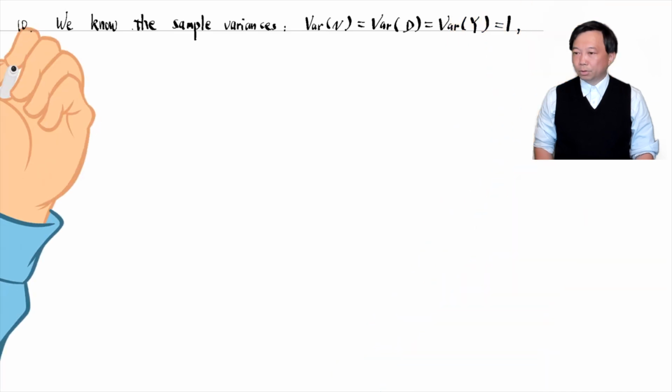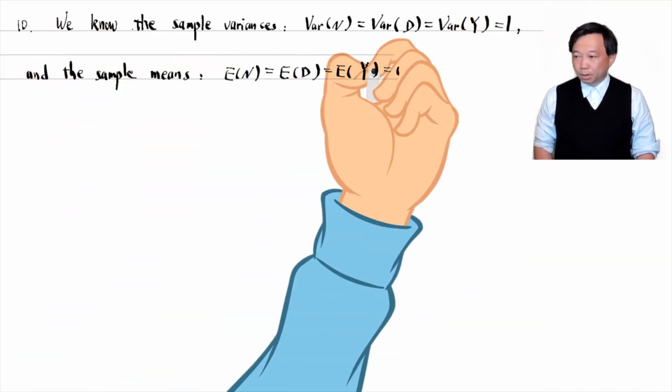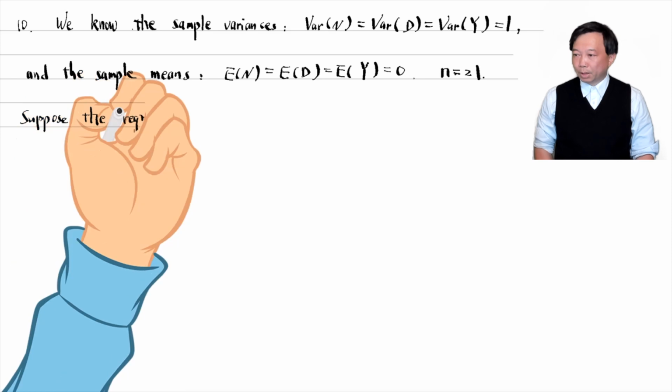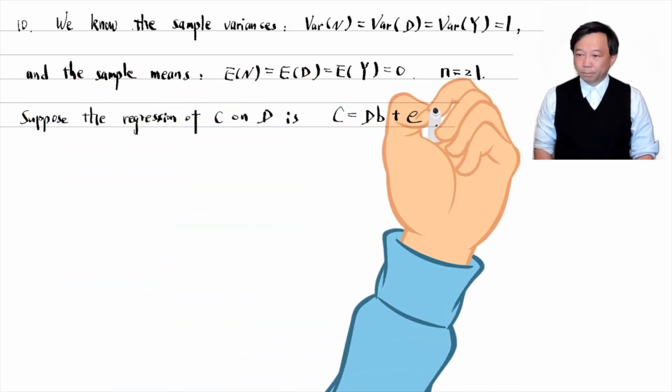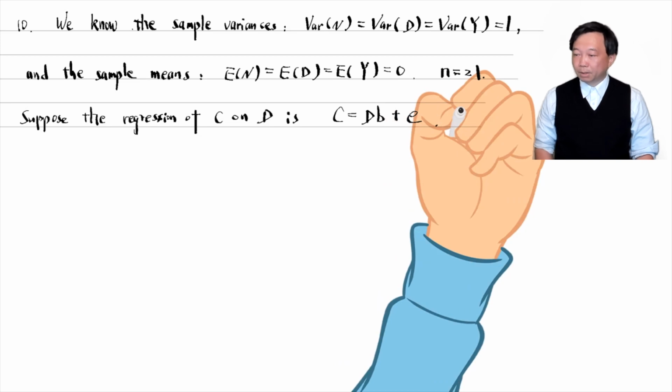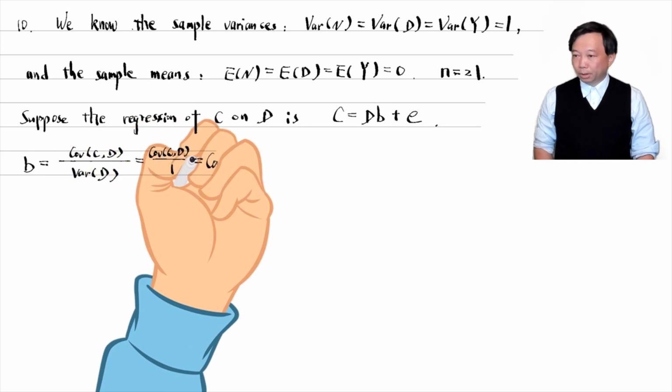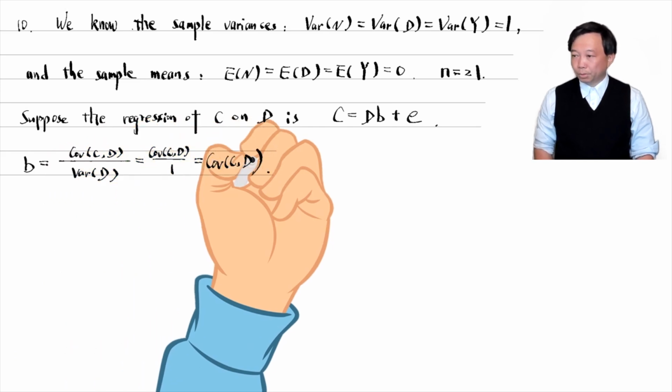The idea is to see what elements are required to calculate the sum of squared residuals. Suppose the regression model of C on D is C equals D times b plus e, where b is the OLS estimator and e is the residuals. By the OLS estimator formula for one explanatory variable regression, b equals the sample covariance between C and D divided by the sample variance of D. We already know the variance is 1, but we need to calculate the covariance.